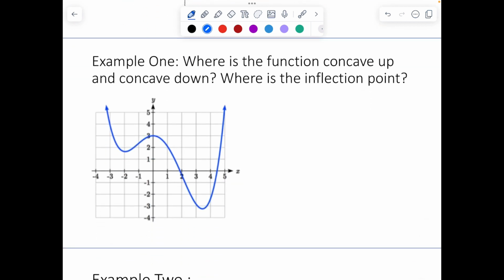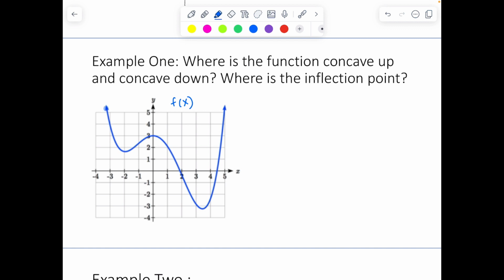This is just a normal function. There's no calculus. This is just some recap of things we've hopefully heard about. So we're going to talk about where the function is concave up and where it is concave down. I'm just going to start from left to right, and this just takes a little bit of practice. The inflection point is kind of tricky too.